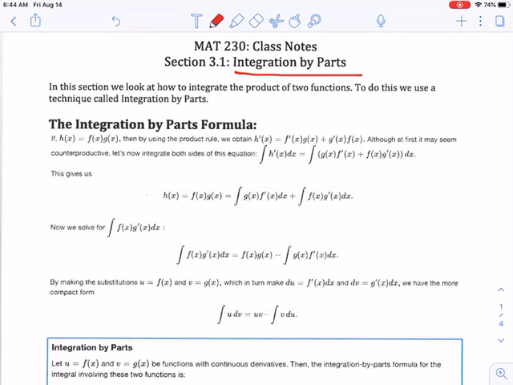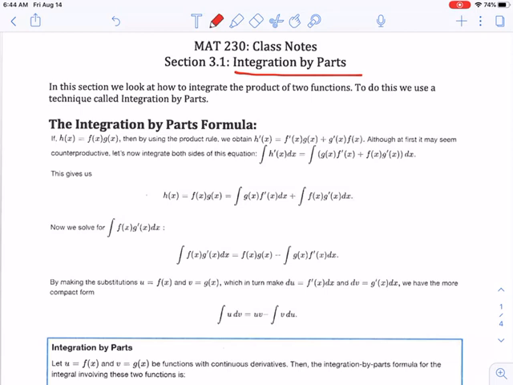So integration by parts is integration's answer to the product rule. Just like substitution was integration's answer to the chain rule, and the power rule was integration's answer to the derivative power rule, this is how we undo the product rule.